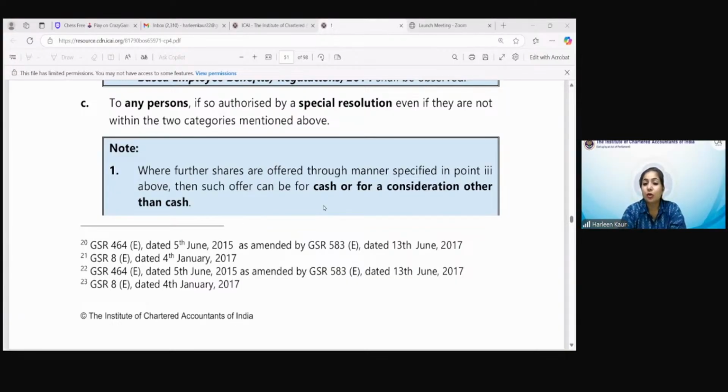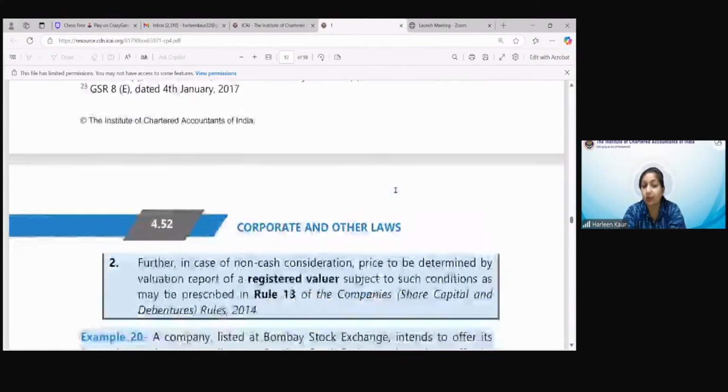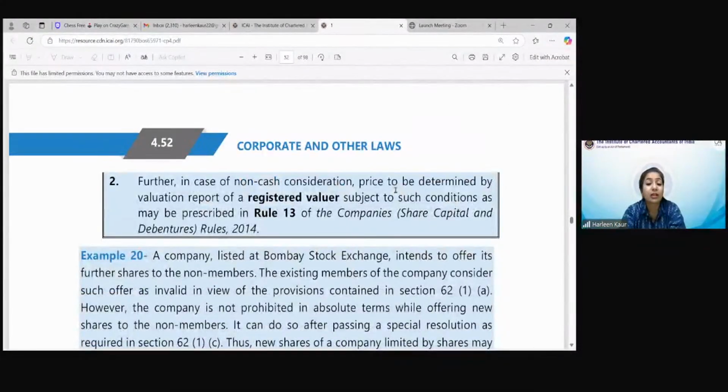So when further shares are offered through point number 1 above to any other person for consideration other than cash, then it tries to tell you how you will determine the value. If you are paying other than cash, giving something else, then who will determine it? The registered valuer will tell how that thing should be valued.